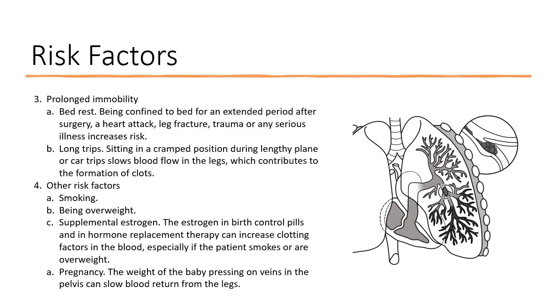Fourth, other risk factors. They include 1. Smoking. Tobacco use predisposes some people to blood clot formation, especially when combined with other risk factors. 2. Being overweight. Excess weight increases the risk of blood clots. 3. Supplemental estrogen. The estrogen in birth control pills and in hormone replacement therapy can increase clotting factors in the blood, especially if the patient smokes or is overweight. And lastly, pregnancy. The weight of the baby pressing on the veins in the pelvis can slow blood return from the legs. Clots are more likely to form when blood flow is slow.